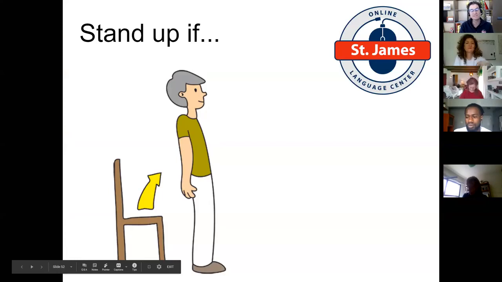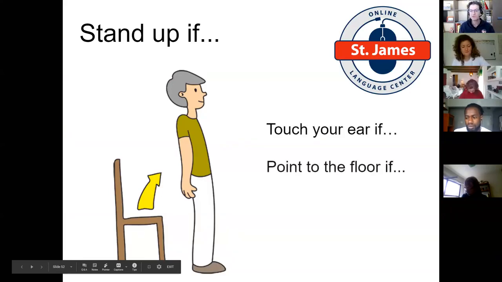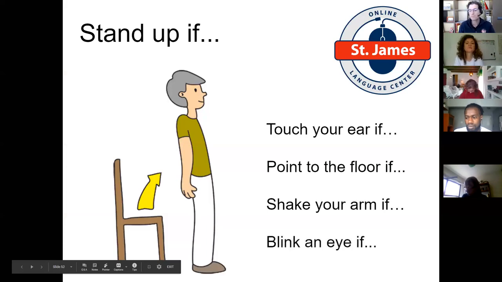Stand up if, this is great for kids, for teenagers, and everybody. Stand up if you're wearing a t-shirt, and the students stand up. Stand up if you ate chicken yesterday. Stand up if you've got 2 sisters or whatever. It could be a stand up, or it could be touch your ear if, point to the floor, shake your arm, blink an eye, you know, any action.